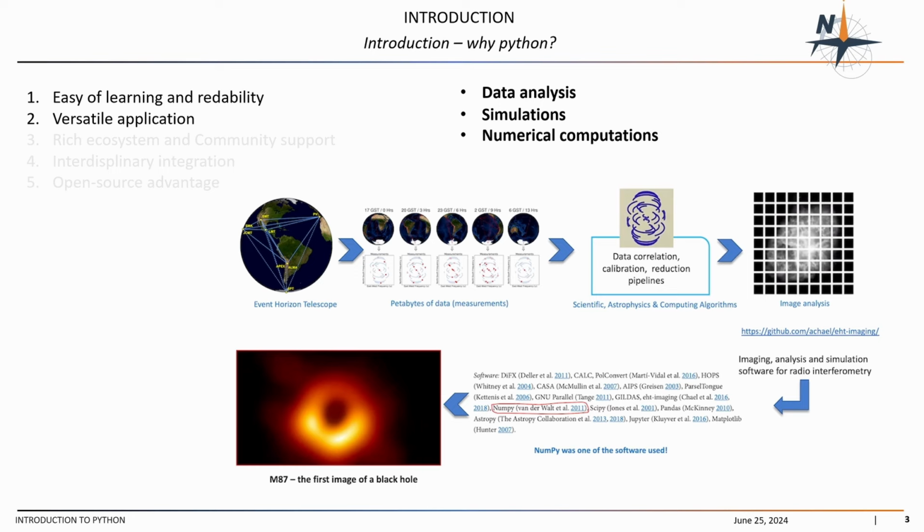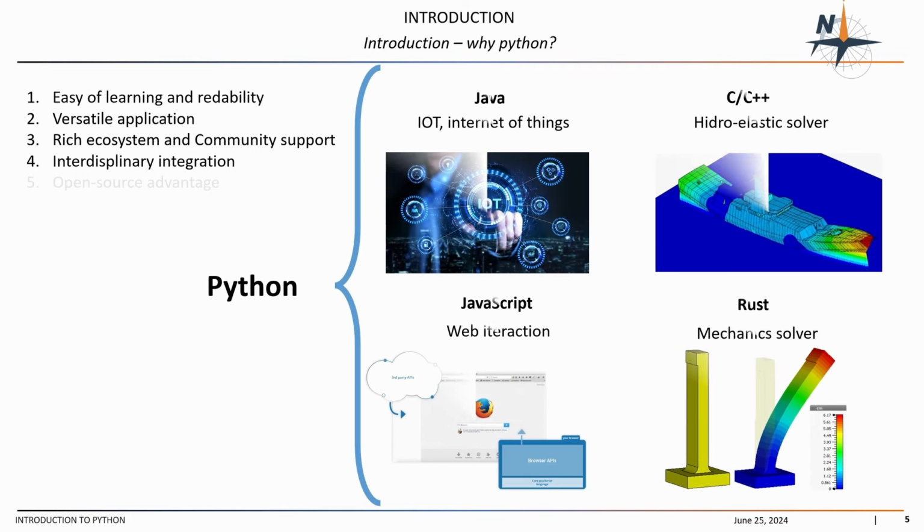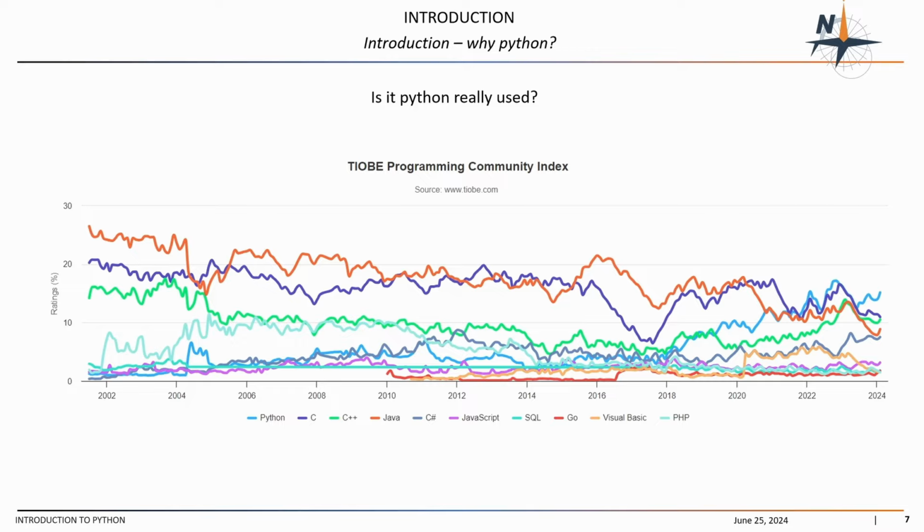Python is one of the most popular programming languages in the world, renowned for its simplicity and versatility. It's used in data science, automation, web development, and even machine learning.